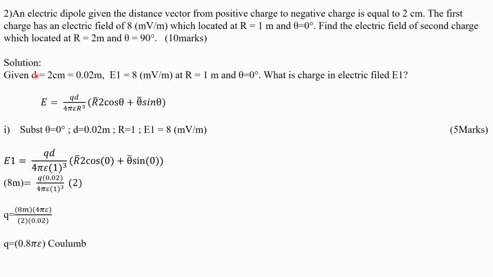So let's start with the solution. Since the question gives d equal to 0.02 m, E1 equal to 8 mV/m, at r equal to 1 m and theta equal to 0 degrees. What is the charge in electric field E1? So we just substitute all the parameters inside the electric field formula, and then we will find the charge, which is 0.8 pi epsilon naught. So this will get the 5 marks.